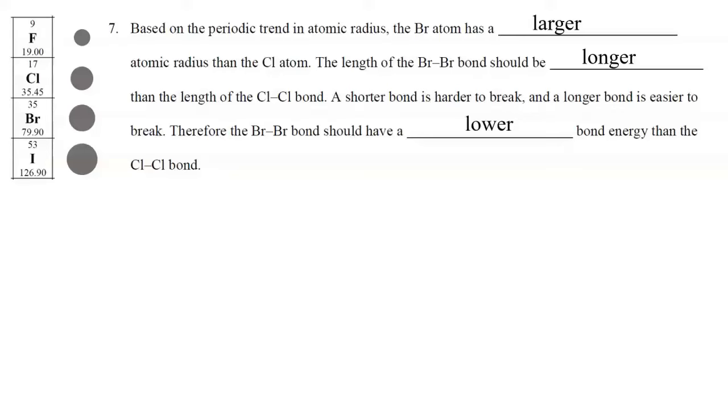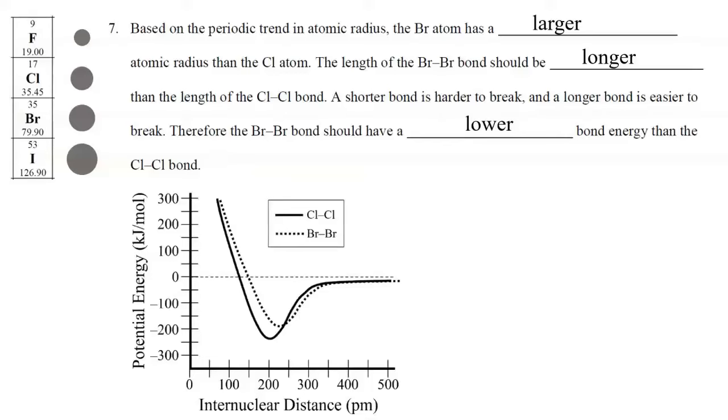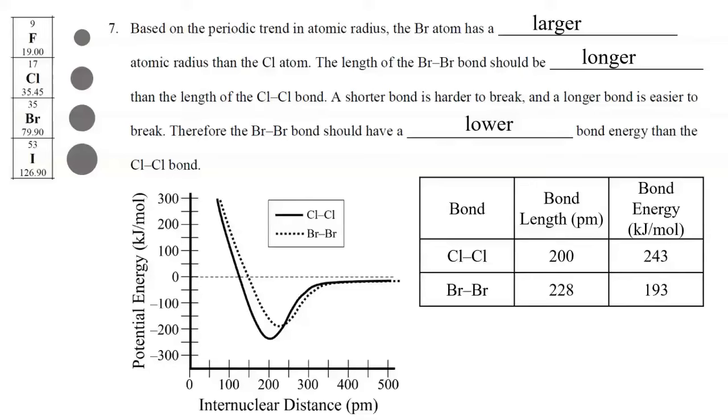Now that we've made our prediction, let's take a look at that graph of potential energy versus internuclear distance. And here are the numbers. The bond length for chlorine is 200 picometers. The bond length for bromine is 228, so it is a longer bond. The bond energy for chlorine is 243 kilojoules per mole, and then the bond energy for bromine is 193, so it is a lower bond energy.